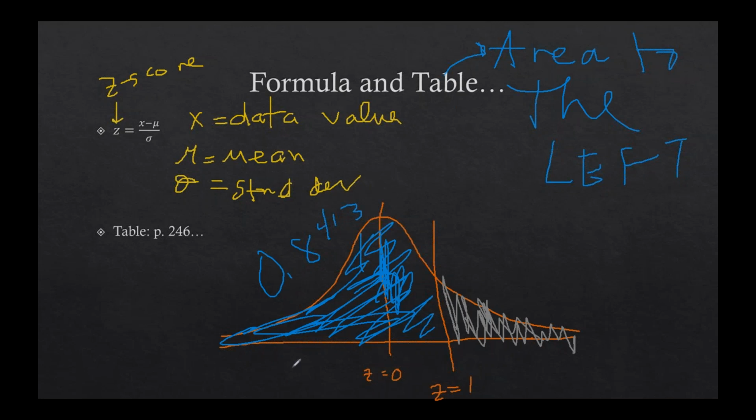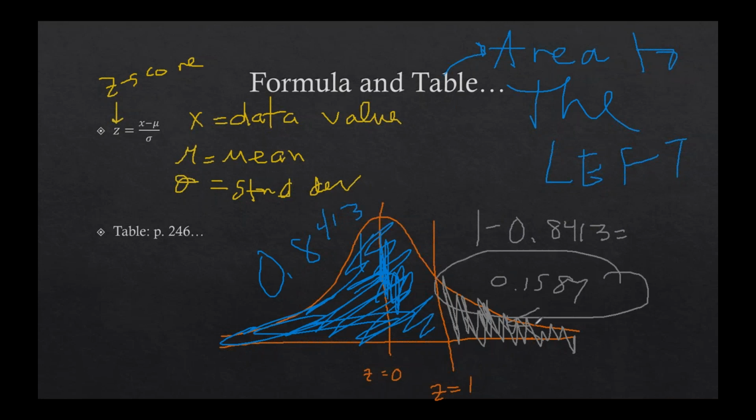There you go, Amanda. Very good. The whole thing is 100%, right? Well, we're now dealing with decimals, not percent. So 100% as a decimal is just 1. So if the whole thing is 1, and I subtract the area to the left, then that gives me the area to the right, which would be 0.1587.